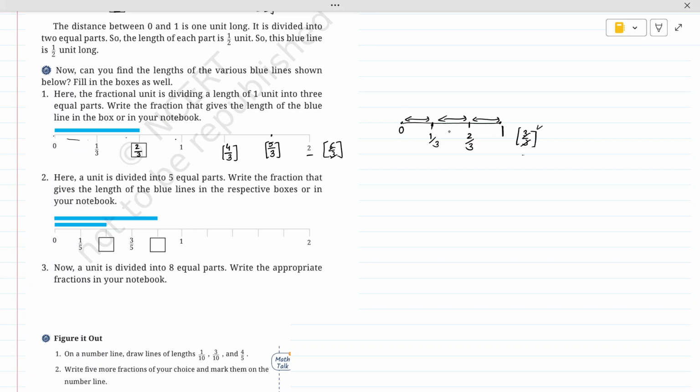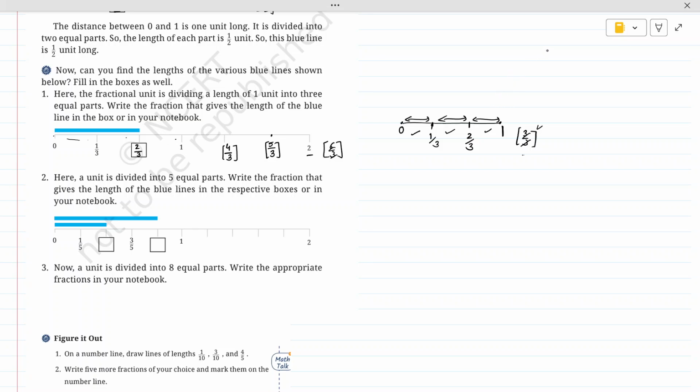Between 0 and 1, there were 2 marks which were dividing it into 3 parts. 3 parts means we can write this in the form of fractions as 1 by 3, 2 by 3 and 3 by 3, or 1 as the distance. Each has the length of 1 by 3 only, right? This is similar to what we have done in the previous exercise.